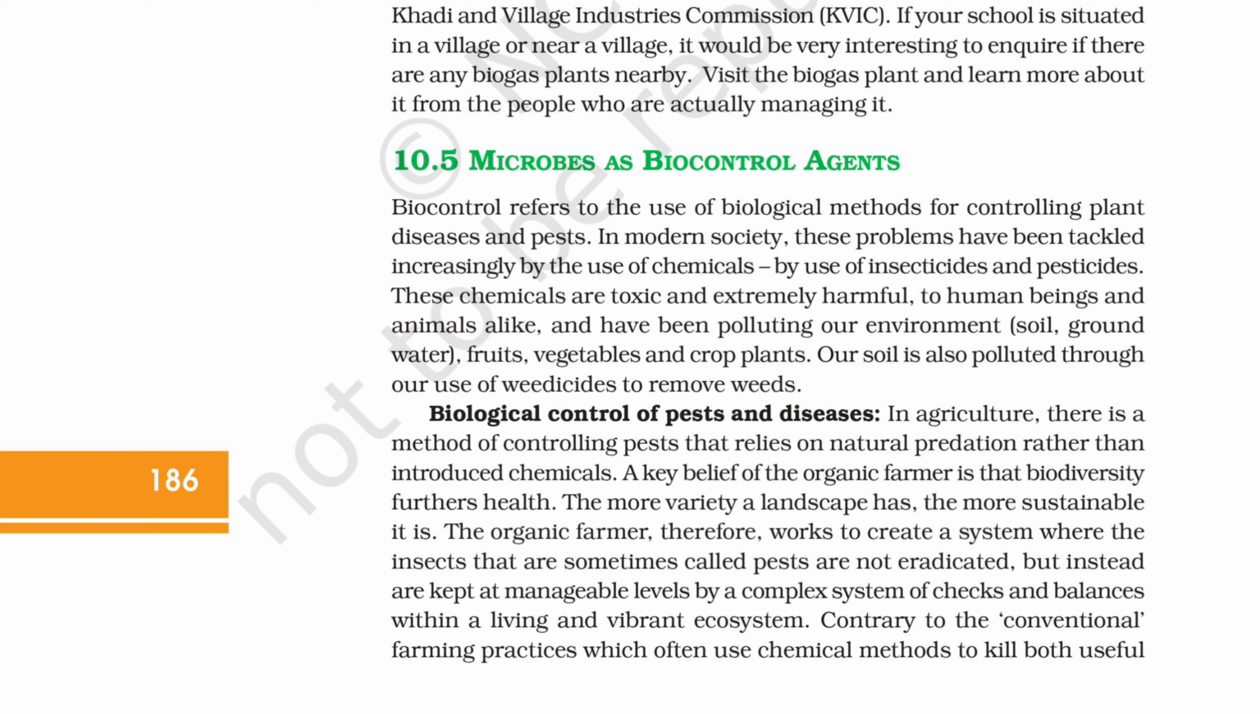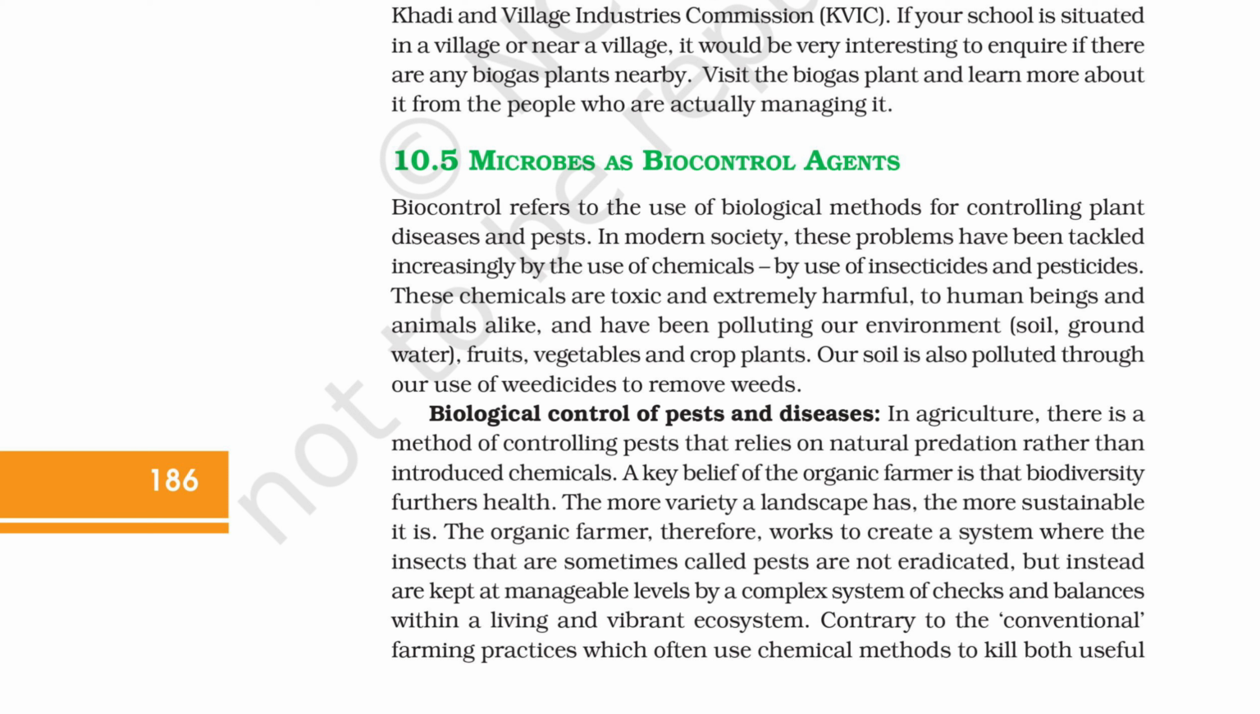If your school is situated in a village or near a village, it would be very interesting to inquire if there are any biogas plants nearby. Visit the biogas plant and learn more about it from the people who are actually managing it. Microbes as biocontrol agents.